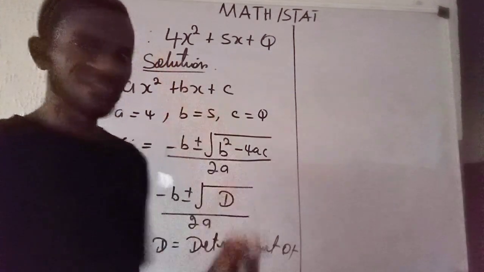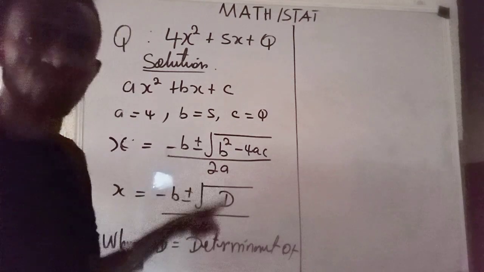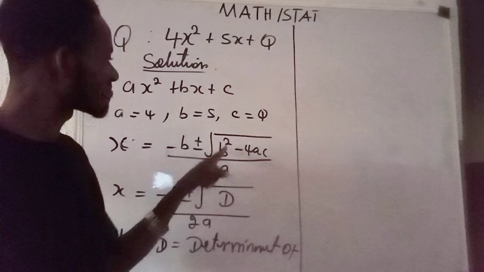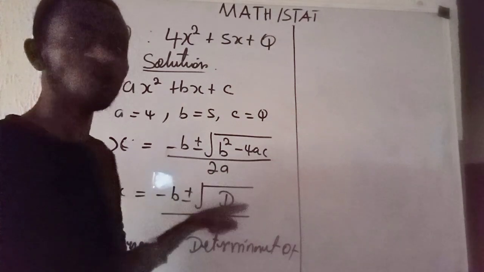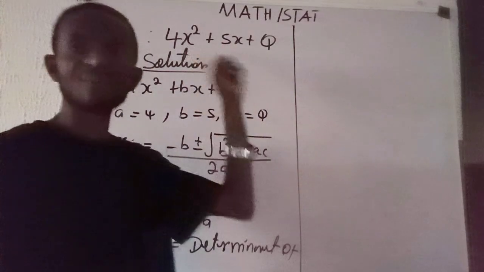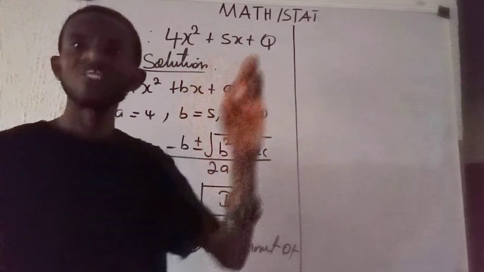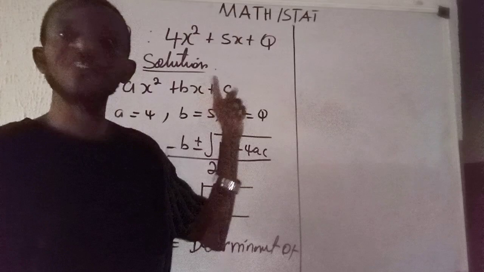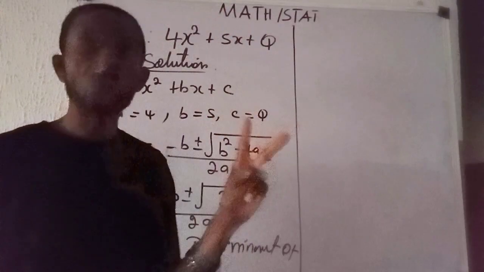Whenever this determinant D, which in these two equations you know is given as b raised to power 2 minus 4ac, becomes 0, two things happen to the quadratic expression. Number one, the quadratic expression becomes a perfect square or a complete square. And number two, the quadratic expression is going to have two equal roots.